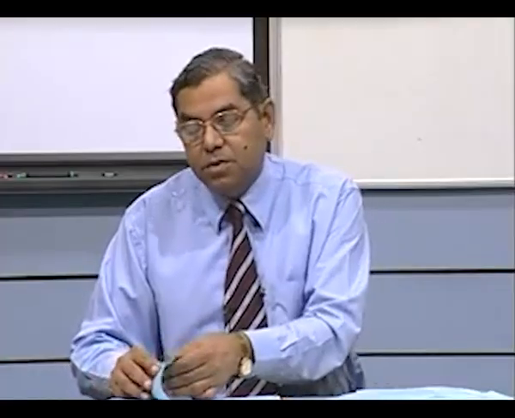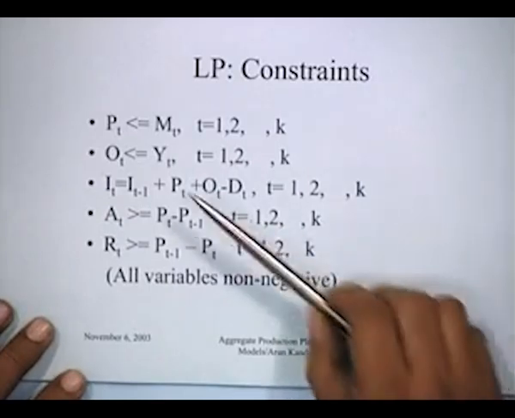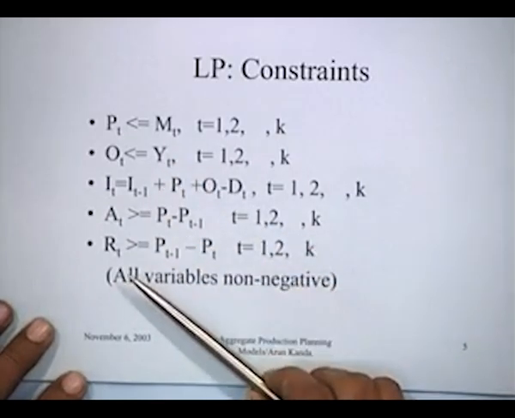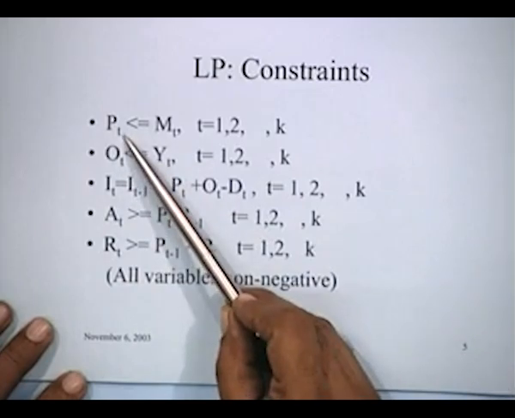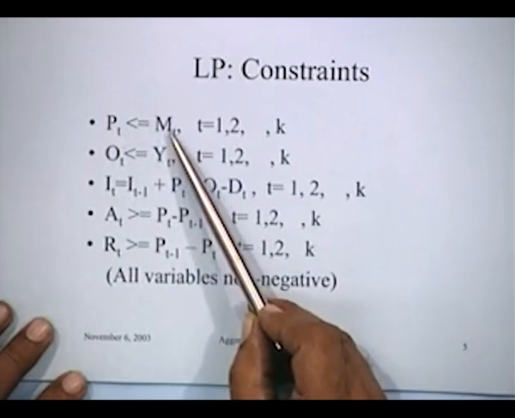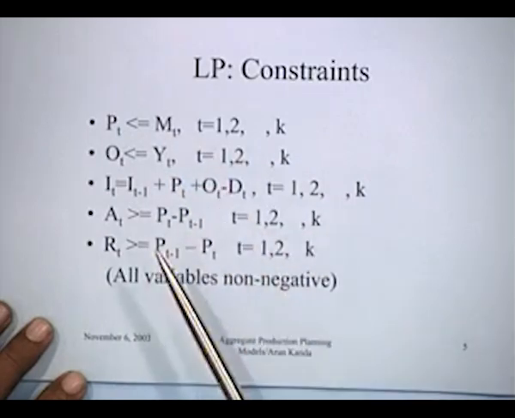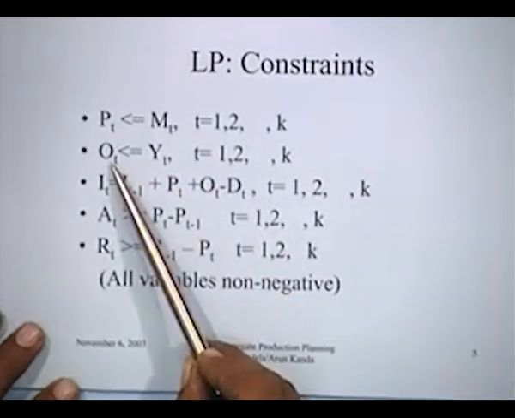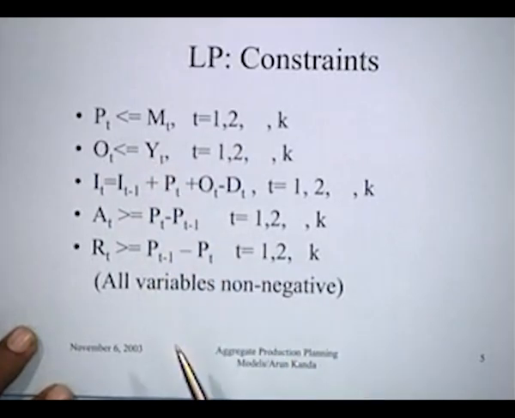Now, to complete the problem, you need to add constraints, and for this particular problem, typically there will be 5 sets of constraints which are shown here, which would show that the production in period T must be less than or equal to the capacity in period T. So this would be valid for each time period. Overtime production in period T would be less than or equal to the overtime production capacity in period T.